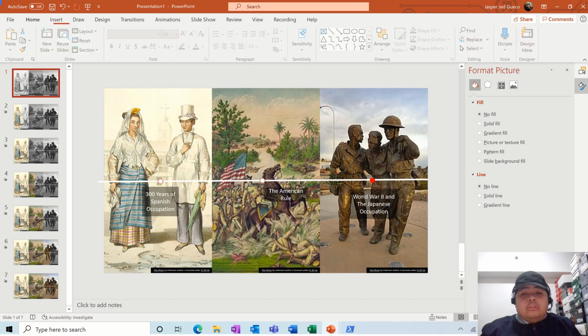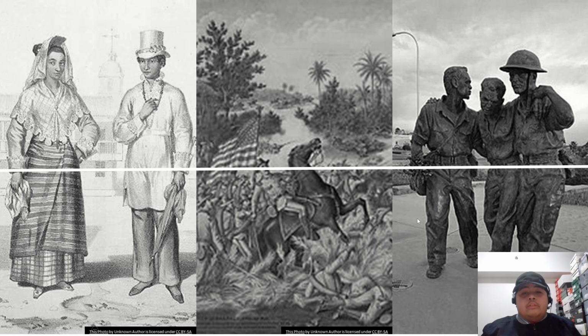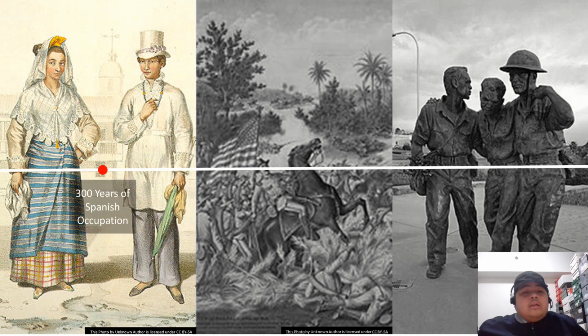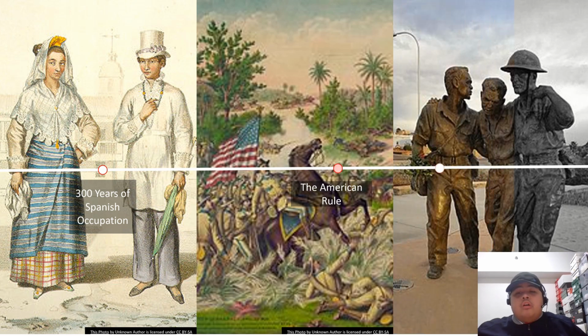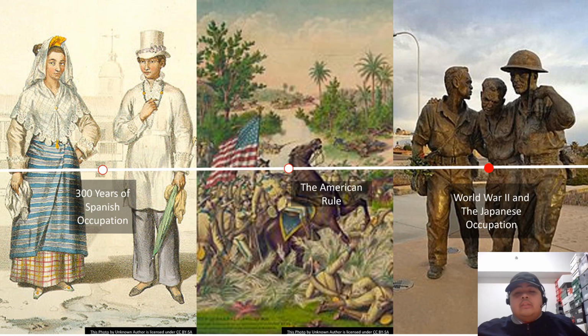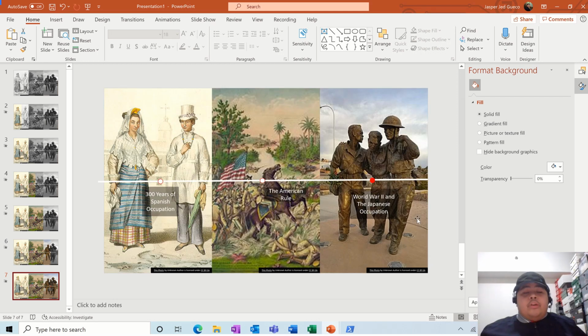And then to test it out, of course, you'll have to play the transition. So you can start with the 300 years of Spanish occupation, and then you can proceed on with the American rule, and then lastly on the World War II part of our colonial history and the Japanese occupation. So there you have it. That's a quick PowerPoint timeline that again requires a little effort and no artistic skill set, no animation skill set either.